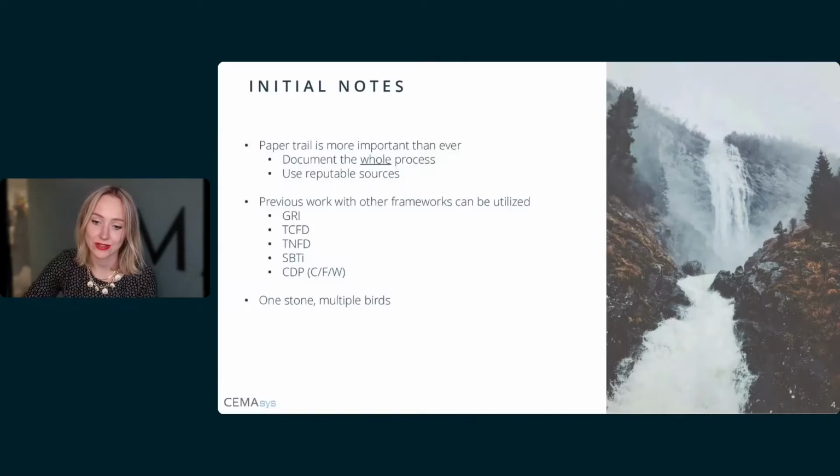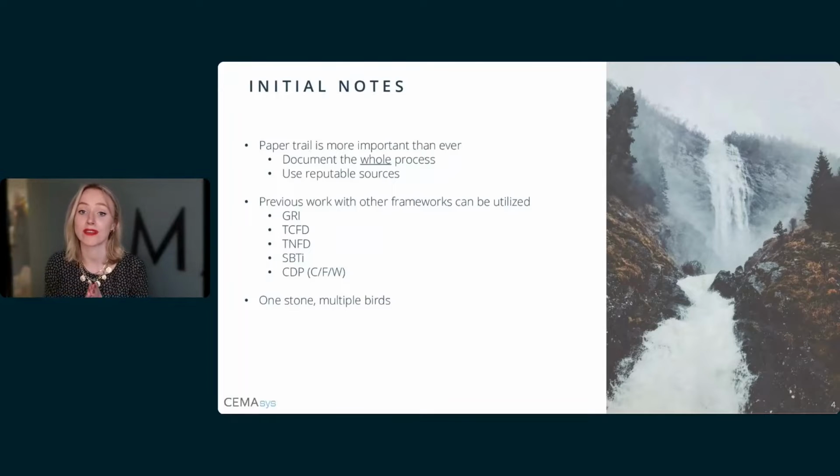So, introduction. I wanted to give some initial notes before we get into the rest of the material. An important thing to note with double materiality in the context of CSRD, the EU's new reporting directive, is that a paper trail is more important than ever. It is really important that you document the entire process while you're doing the double materiality assessment, because this needs to be verified by an auditor at some point down the line.